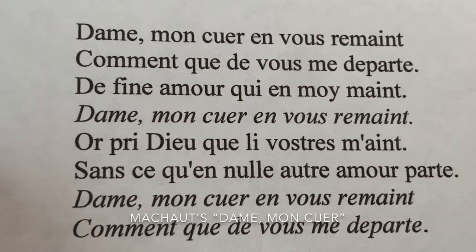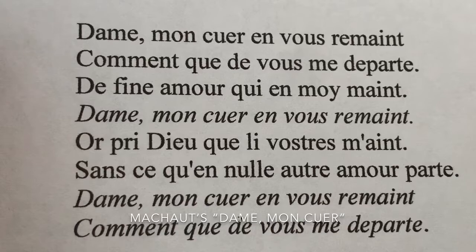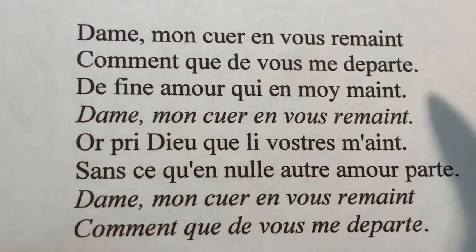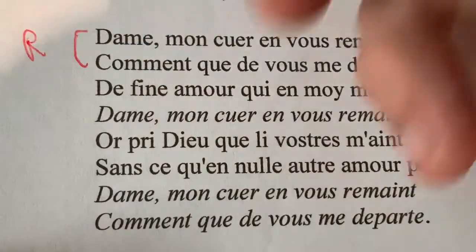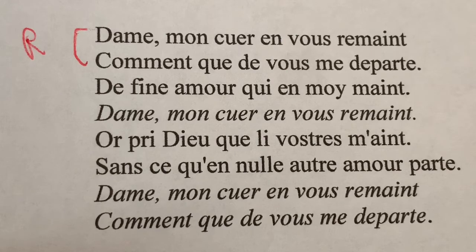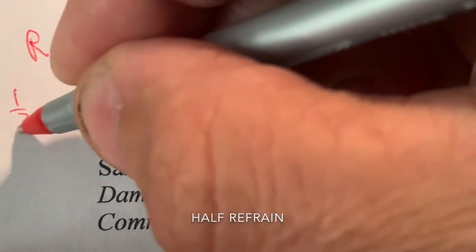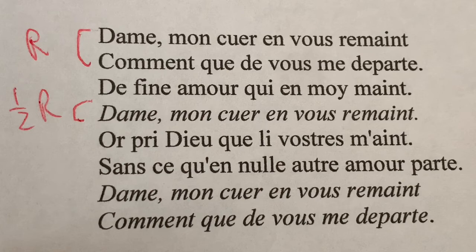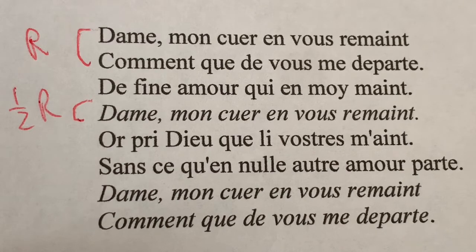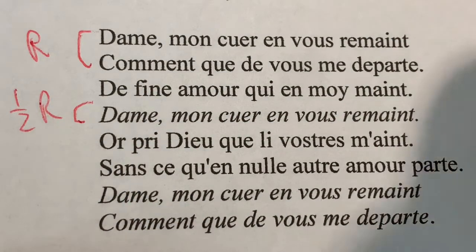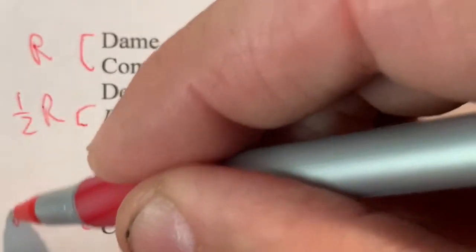In Machaut's Dans mon cœur on vous remente, Lady, my heart remains in you, the opening two lines, this is the refrain, and then there is new material, and then we have a half refrain. It's the first line of the two-line refrain of this sort of rondeau, which we call a rondeau simple because it is only an 8-line rondeau. It's the original rondeau. Then we have 2 lines of new material, and then we return with the full refrain.